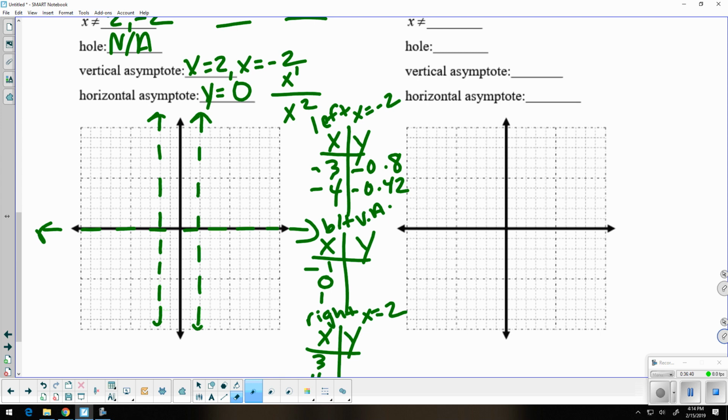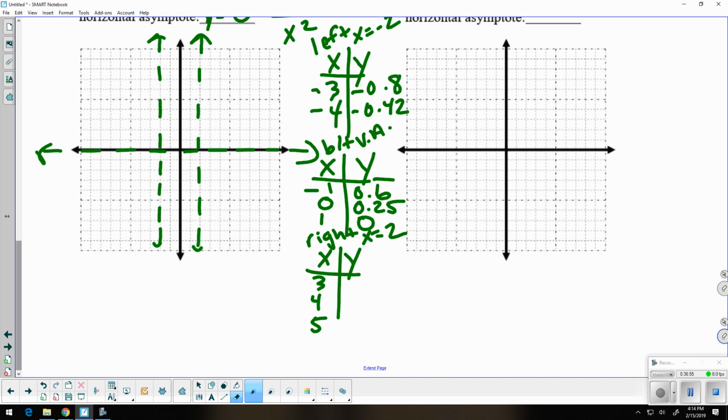If you plug in the in-between part, -1, you get 0.6 repeating. If you plug in 0, I got 0.25, so 1/4. If you plug in 1, you get 0. Okay, and the very last one, if you plug in +3, I got 0.4. If you plug in 4, I got 0.25. And if you plug in 5, I got 0.19. So those just get smaller and smaller.